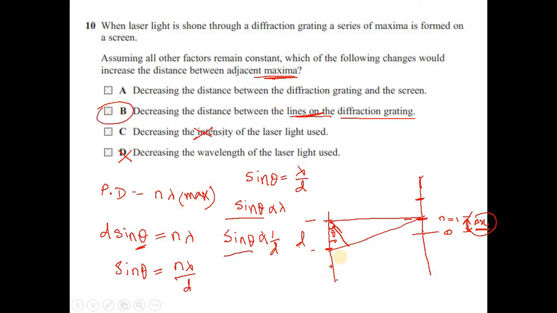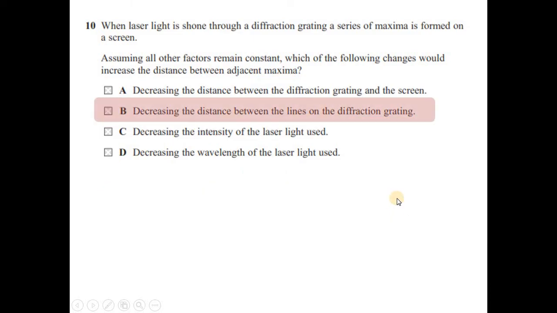I explain again. See, instead of at that position, if the light is coming, the next maxima is reaching there, then you can clearly see that theta will be more, so delta x will be more. So if delta x increases, then theta increases. So measuring theta means we are measuring the vertical distance. So option is B.